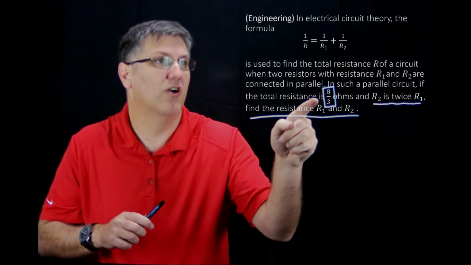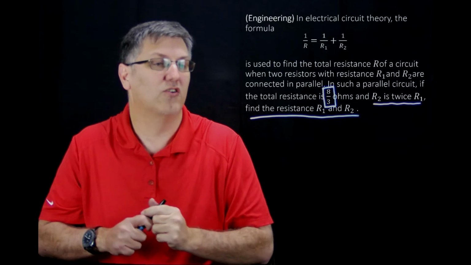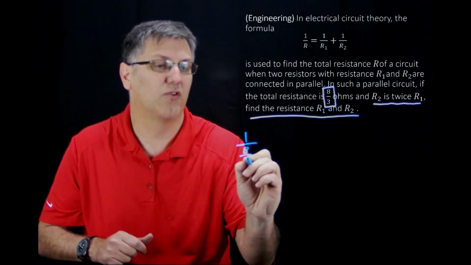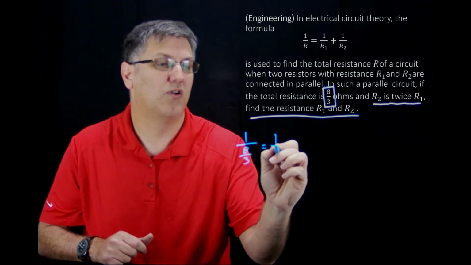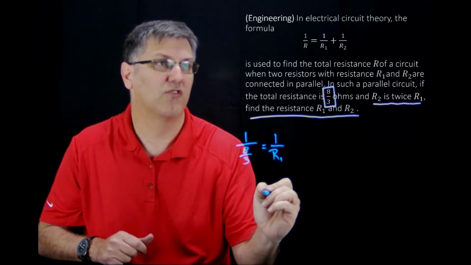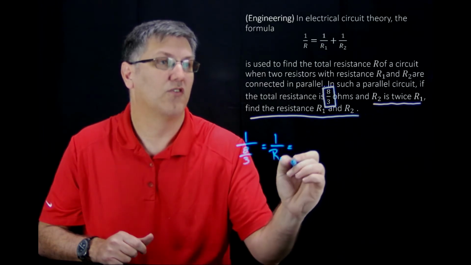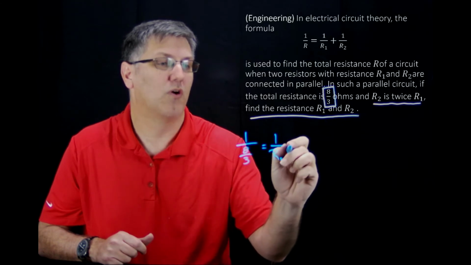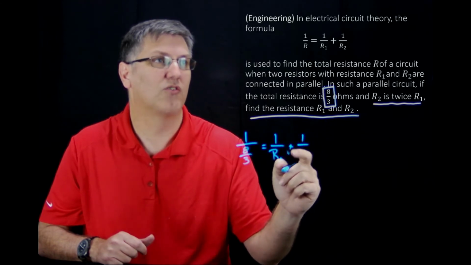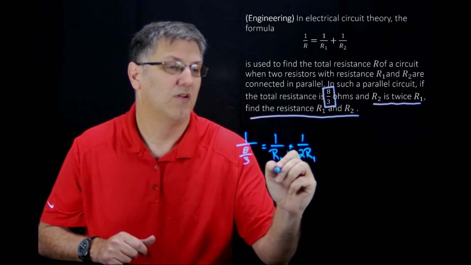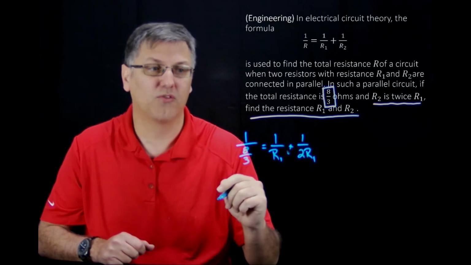So if my R right here is 8/3, I just plug it into my formula. So I have 1 over 8 over 3 equals 1 over, so I have my resistance 1. Now here it tells me R sub 2 is twice of R sub 1. So we're going to do our plus. Now replace R sub 2 with 2 times R sub 1 because R sub 2 is twice of R sub 1.